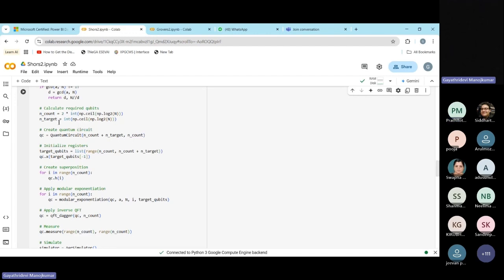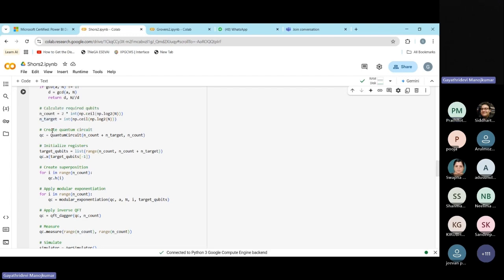So this targeted register is going to be used to store the result of the modular exponential. As I have already told, when we were discussing the quantum prerequisites, we talked about two registers, right? One to store the superposition and another, the targeted register, to store the modular exponential. We have called them the counting register and the targeted register. So this is the thing.